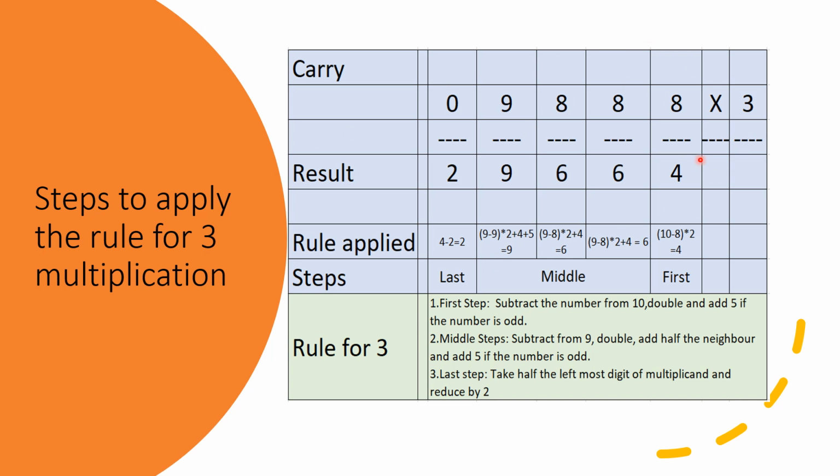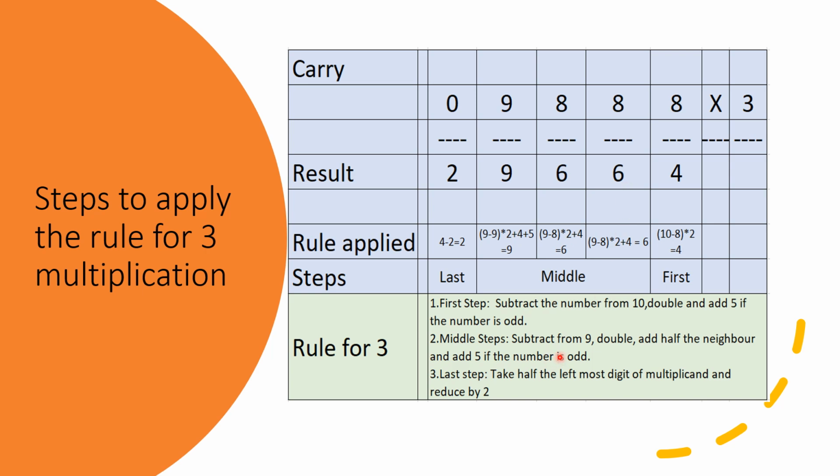So here you can see an example for the multiplication by 3. The first step is we will have to reduce the number by subtracting it from 10. So 10 minus 8, into double the number. You will have to double the number into 2, and add 5 if the number is odd. Since the number is even, you don't have to add anything. So it is 4. For the next number, you will have to apply the middle steps here.